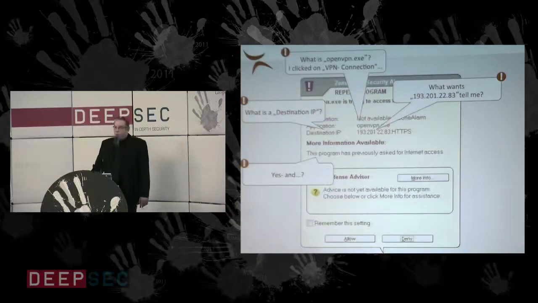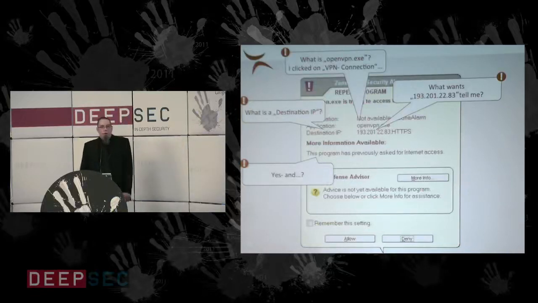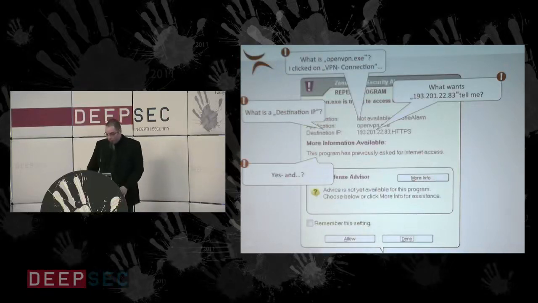I have been talking about transparency already. Some information is given here which does also not really help the end user to make the final decision, because the final decision has to be, should I click on allow or deny, more or less.